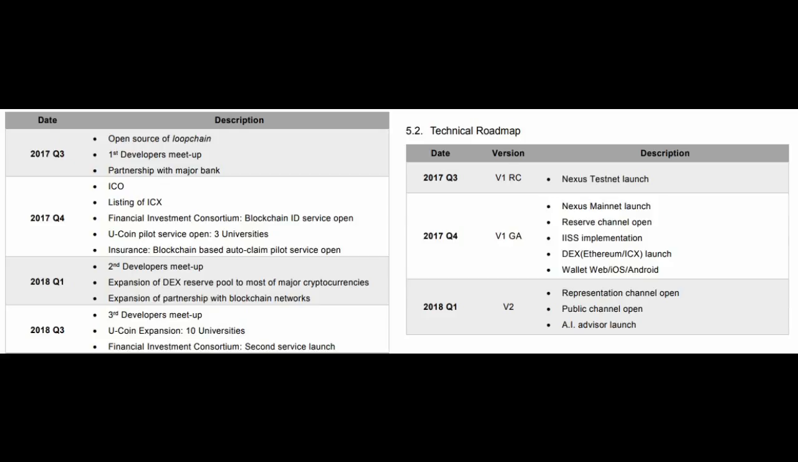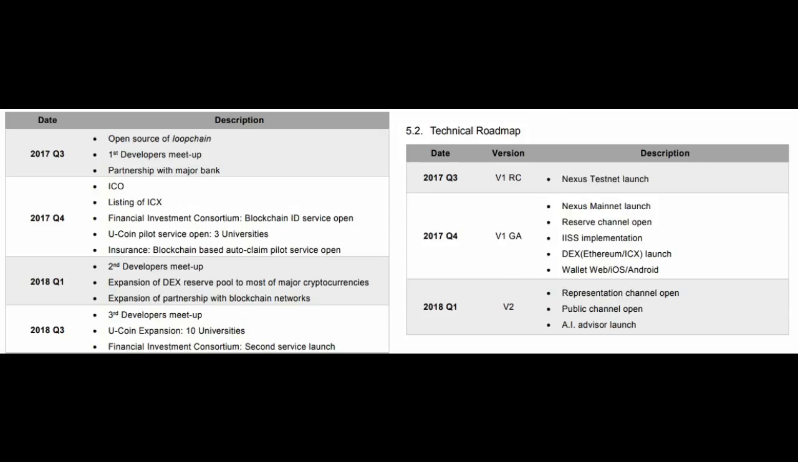So Loopchain is actually working already with some recognized institutions within Korea, and it looks like within quarter 4 they're going to be deploying some of these, which is very exciting news. In quarter 1 of 2018 is the second developers meetup, the expansion of the decentralized exchange reserve pool to most of major cryptocurrencies, and finally the expansion of partnership with blockchain networks. In quarter 3 of 2018 is the third developers meetup, Ucoin expansion into hopefully 10 universities, and finally the financial investment consortium and the second service launch.